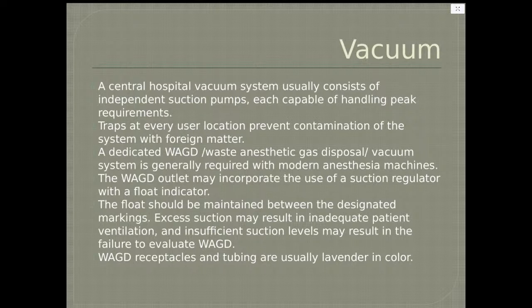About the vacuum, a central hospital vacuum system usually consists of independent suction pumps, each capable of handling peak requirements. Traps at every user location prevent contamination of the system with foreign matter. A dedicated waste anesthetic gas disposal vacuum system is generally required with a modern anesthesia machine. The vacuum outlet may incorporate a suction regulator with a float indicator. The float should be maintained between the designated markings.